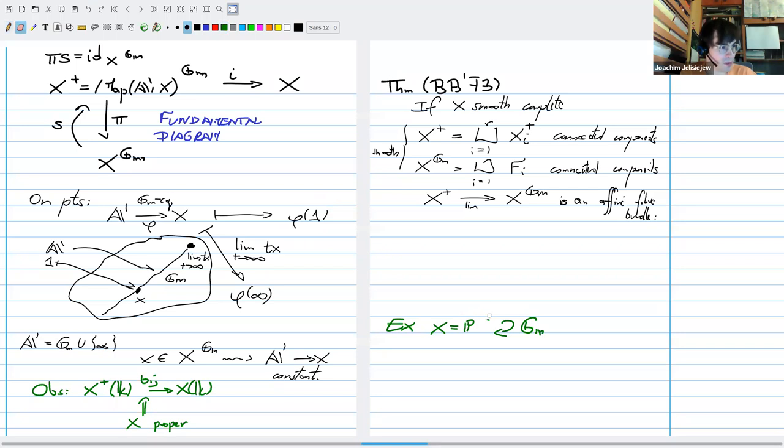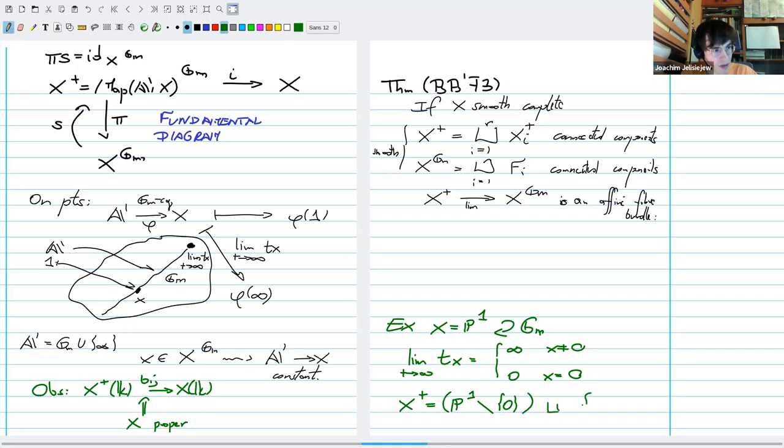So maybe let me do the example that should be clarifying anyhow, but I will do P1, sorry. I'm only able to do P1. And then with the usual action, the limit at infinity of any point is either infinity if x is non-zero, or zero if x is zero. So this implies that actually X plus decomposes into P1 minus zero, that's one of the components, and then there is the disjoint union with zero. So this is why it's called the decomposition. On the points you have a bijection, but you really have different connected components.